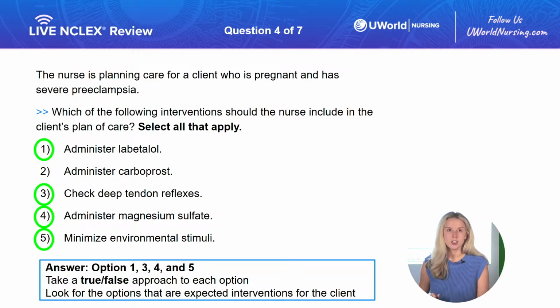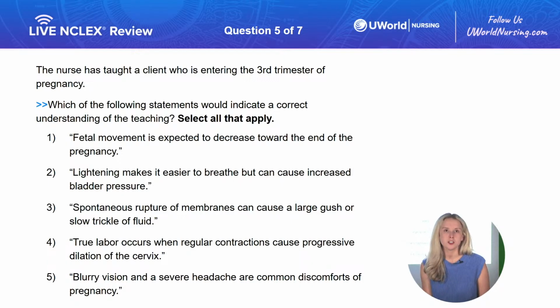Alrighty. Let me move on to our next question. Question 5. The nurse teaches a client who is entering the 3rd trimester of pregnancy. Which of the following statements would indicate a correct understanding of the teaching? Select all that apply. So first, fetal movement is expected to decrease towards the end of pregnancy. 2, lightening makes it easier to breathe, but can cause increased bladder pressure. 3, spontaneous rupture of membranes, or SROM, can cause a large gush or a slow trickle of fluid. 4, true labor occurs when regular contractions cause progressive dilation of the cervix. And lastly, 5, blurry vision and a severe headache are common discomforts of pregnancy.